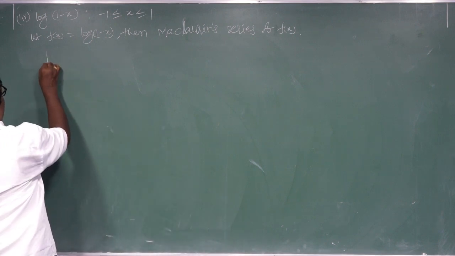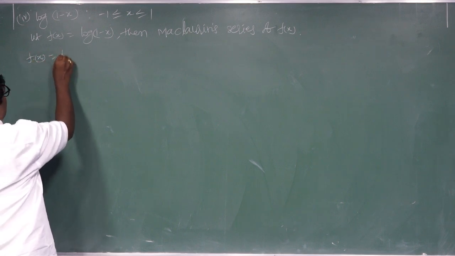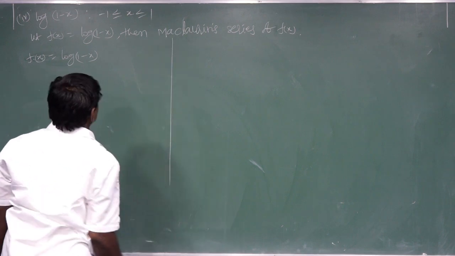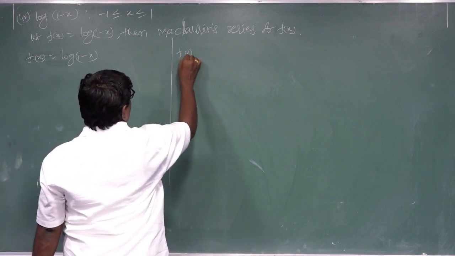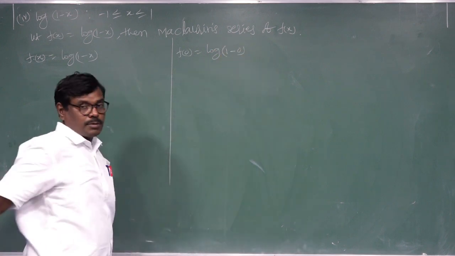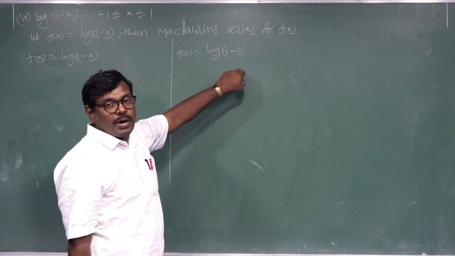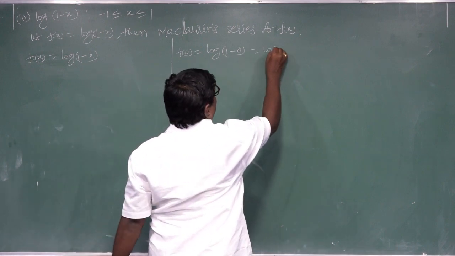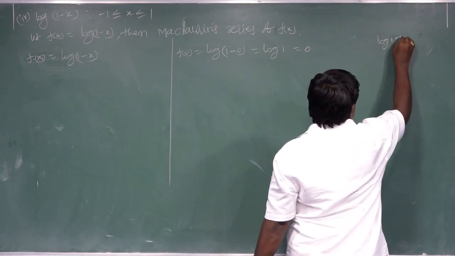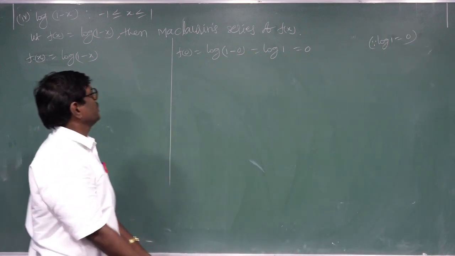We have f(x) = log(1 - x). Substituting x = 0, f(0) = log(1 - 0) = log 1. The value of log 1 is 0.